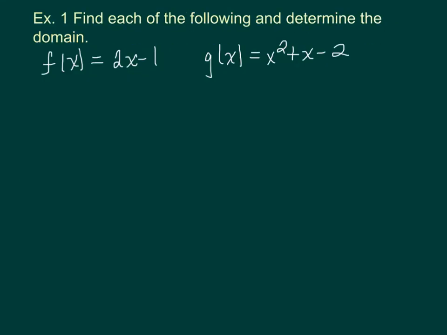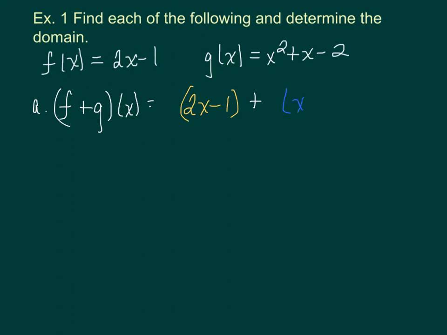So for the first example, we're going to find each of the following and determine the domain. So they're going to give you 2 functions, like here. And first, we're going to add them. So I'm going to take f of x, which is 2x minus 1, and I'm going to add it to g of x, which is x squared plus x minus 2.